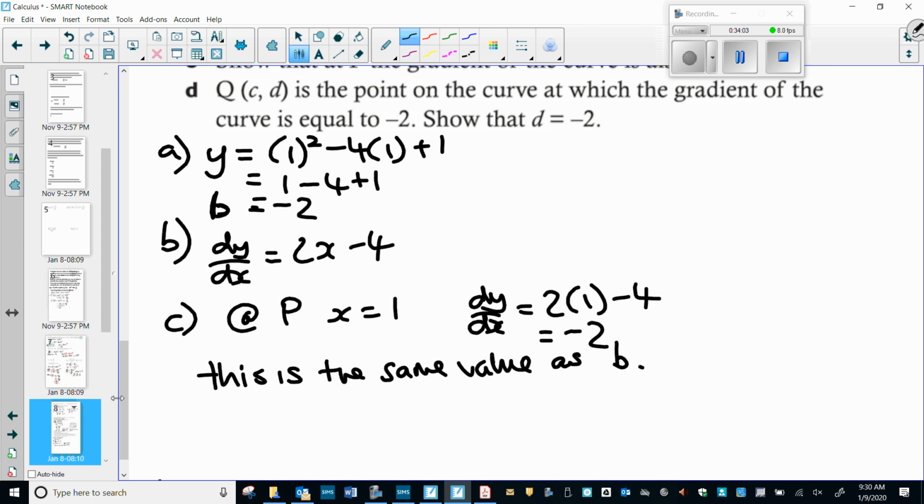Okay, so part D, it says point Q is the point on the curve at which the gradient of the curve is equal to -2. Show that b is equal to -2.